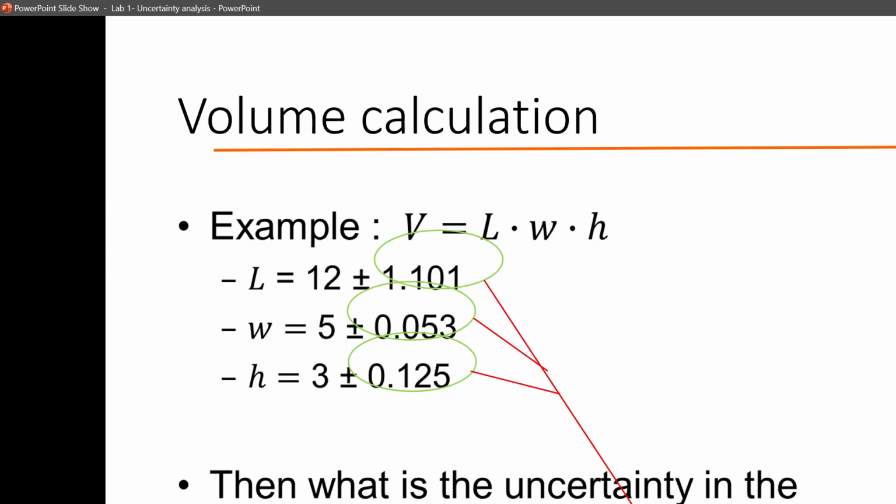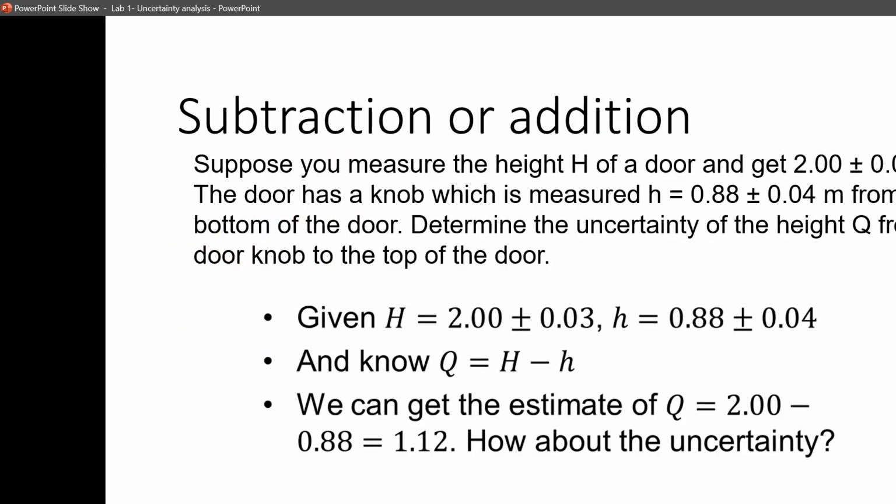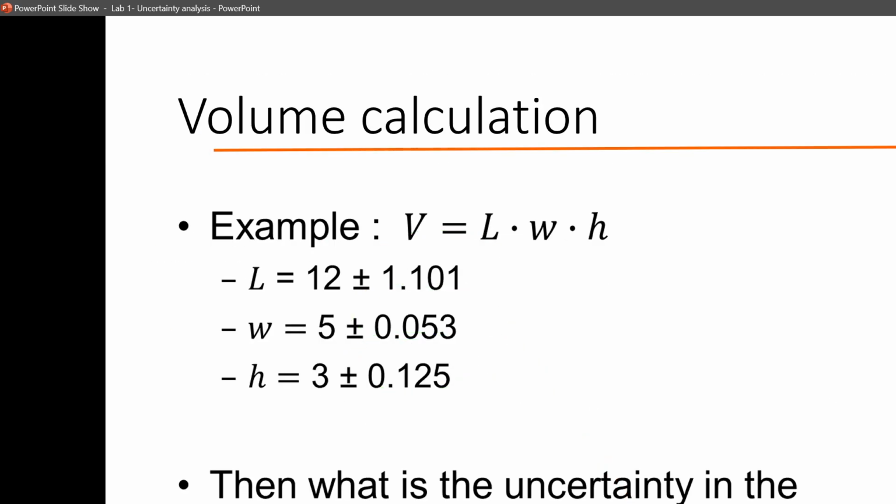Let's take a look at this example problem. Again, this is a volume calculation example. We are given the length as 12 plus or minus 0.101, width as 5 plus or minus 0.053, and height as 3 plus or minus 0.125. Volume is essentially all of these multiplied by each other, plus the uncertainty. We don't know how to calculate the uncertainty. We have to use this method. Let's actually solve this right here.